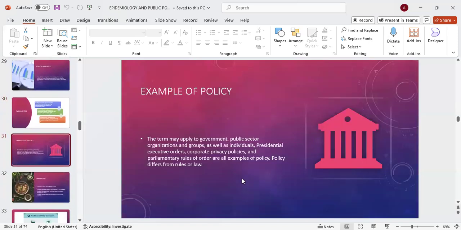Examples of policy. The term may be applied to government, public sector organizations, and groups as well as individuals. Presidential executive orders, corporate privacy policies, and parliamentary rules of order are all examples of policy. Policy differs from rule or law.